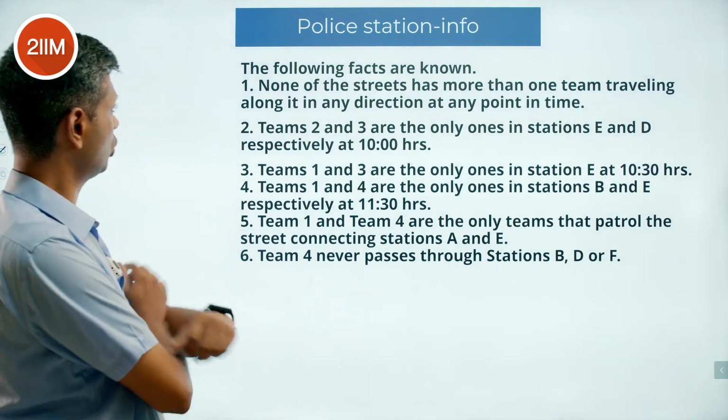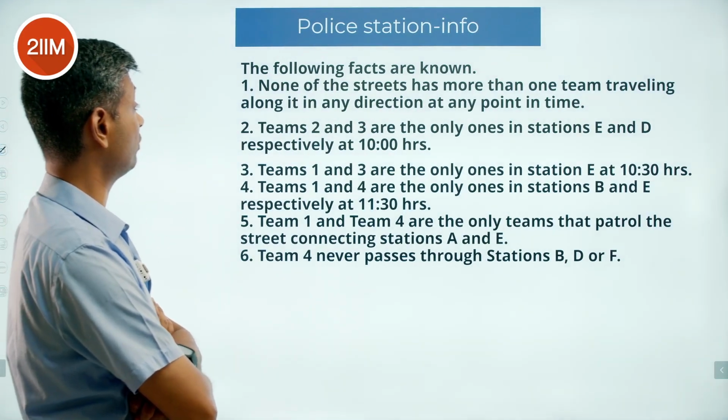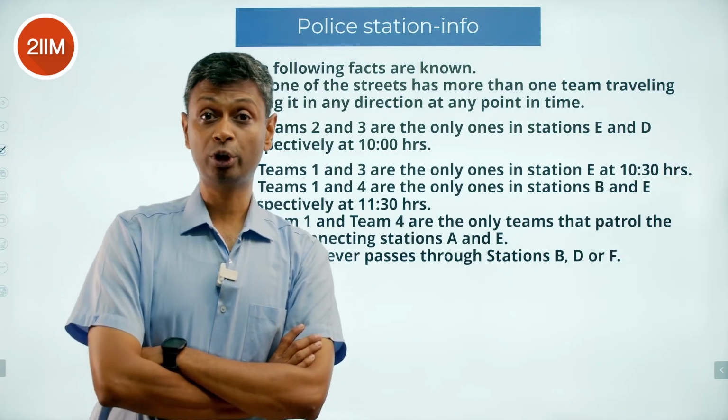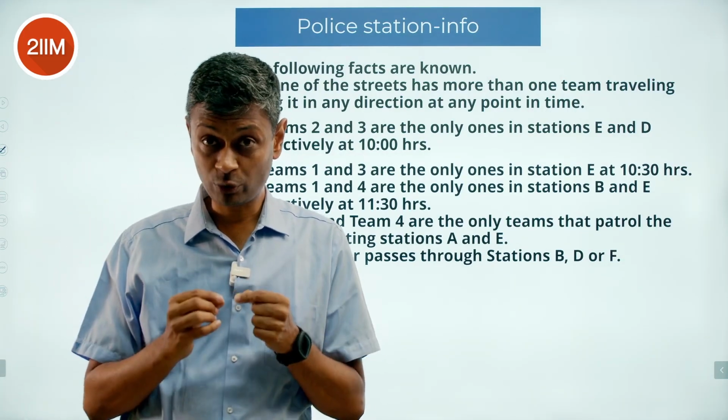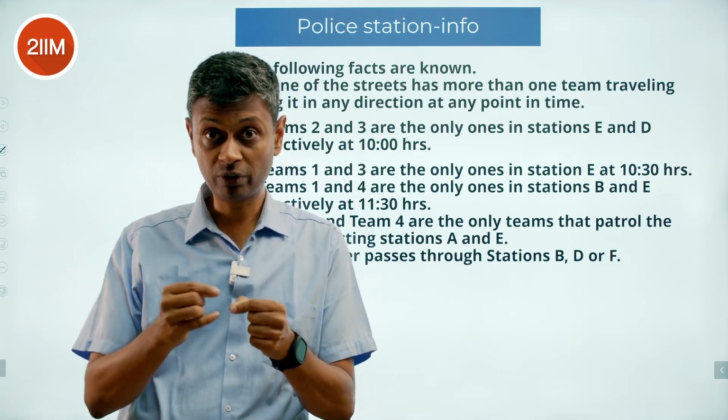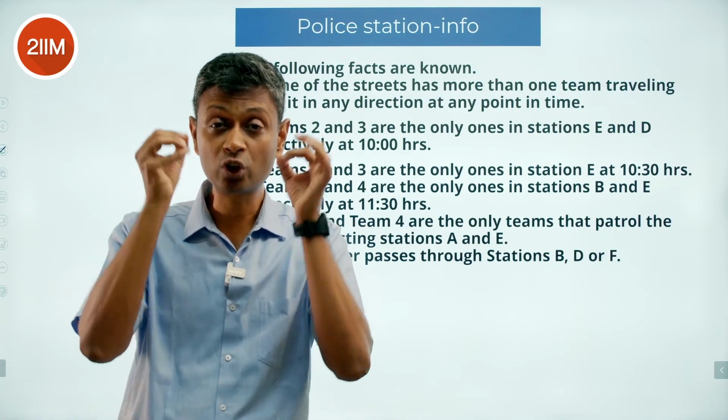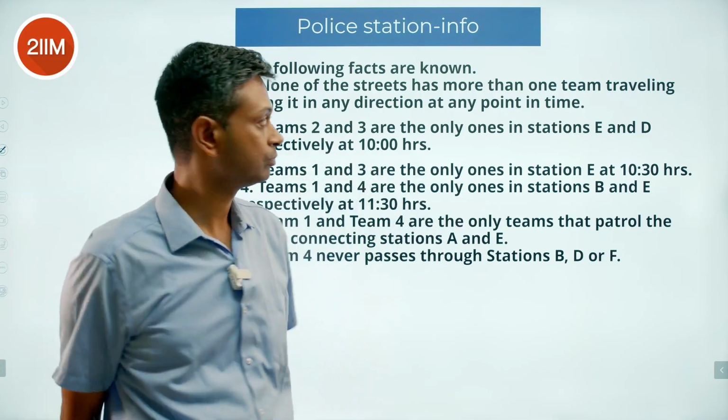The following facts are also known. None of the streets has more than one team traveling along it in any direction at any point of time. So we cannot have 2 patrol teams going from A to B. We cannot even have 2 patrol teams, one going from A to B, one going from B to A at the same stretch of 30 minutes. That's not a done thing.